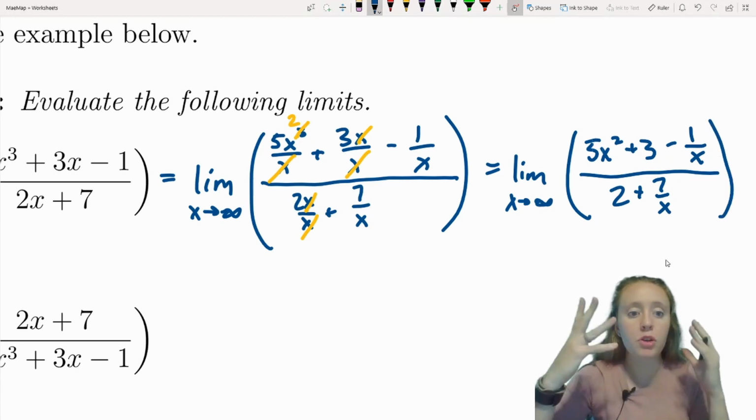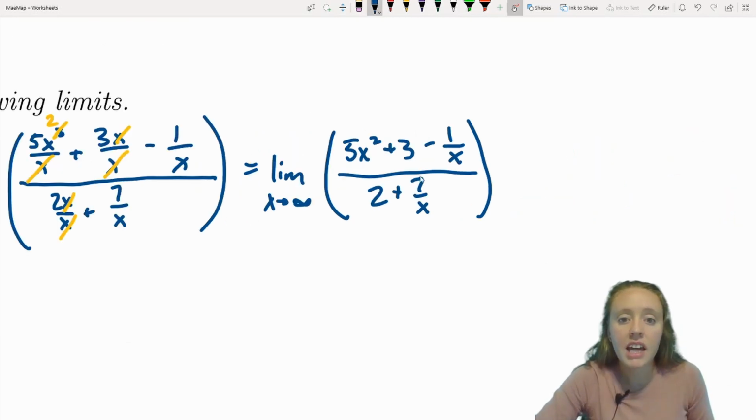Well, let's remember some of those basic limit laws. If I have a constant over x as x approaches infinity, what's the limit of this if I was to break this up from the 2? Well, the limit of this goes to 0. As x approaches infinity, 7 over x approaches 0. What happens to 1 over x? Well, as x approaches infinity, 1 over x, a constant over x, also approaches 0.